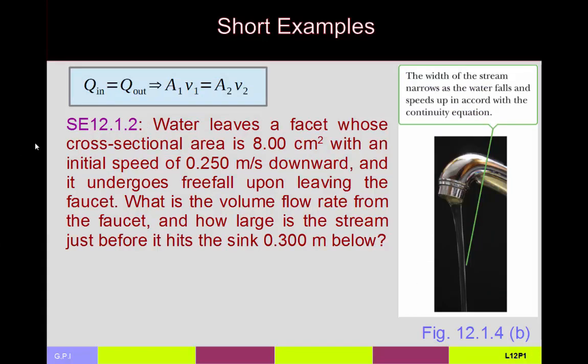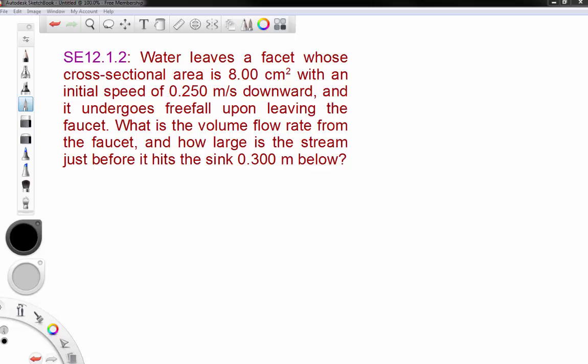All right, let's do another short example just for completeness' sake. Specifically, we'll do a short example involving water falling out of a faucet. We have the initial cross-sectional area, which we'll call A1, and the initial speed, V1. What we're looking for is the volume flow rate, Q. And then we're looking for how large the stream is. Either we can find area 2, or if we want R2, when it hits 0.3 meters below.